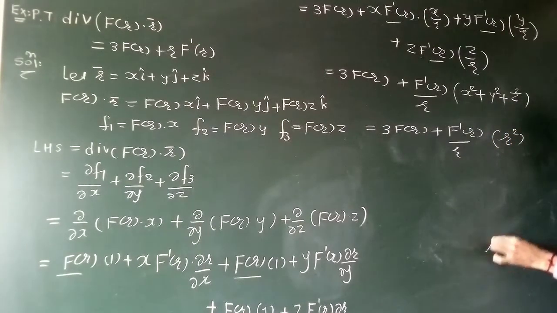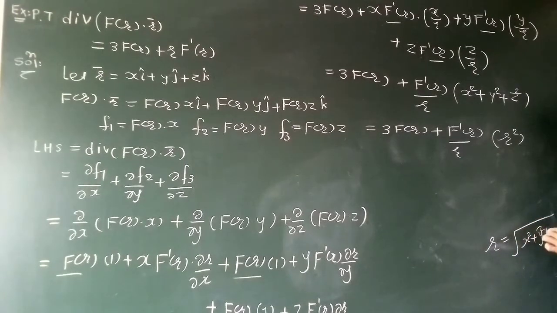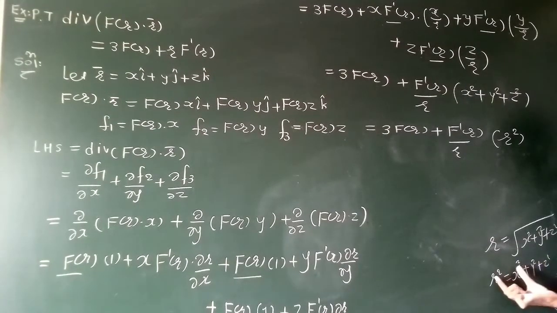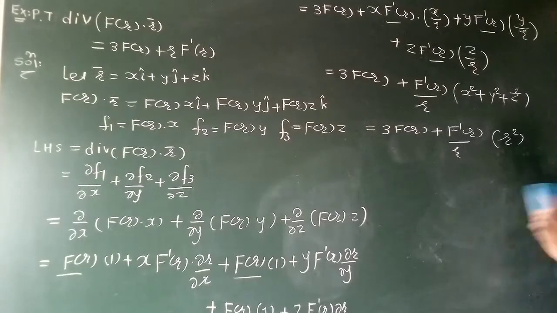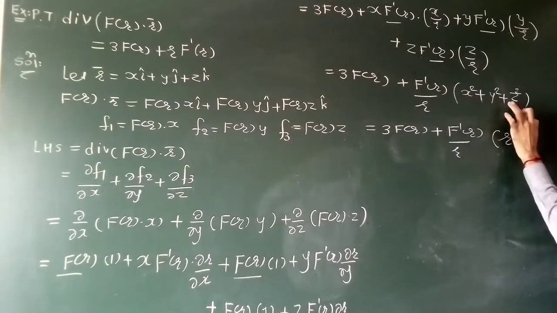Why? Because we know r is equal to under root x square plus y square plus z square. Squaring both sides, r square is equal to x square plus y square plus z square. So here we substitute the value of x square plus y square plus z square, which is nothing but r square.